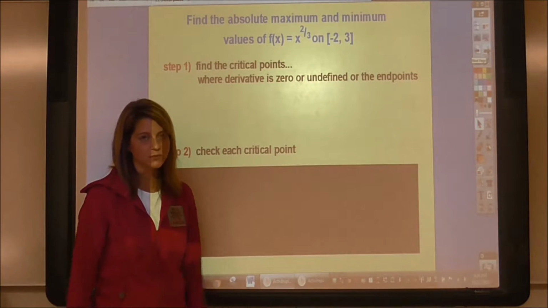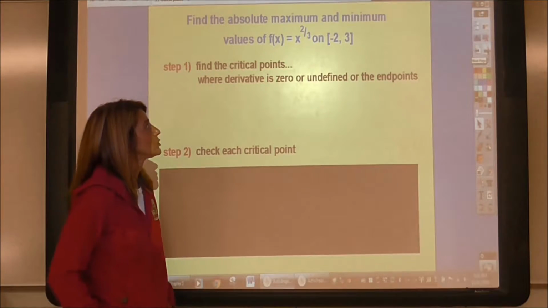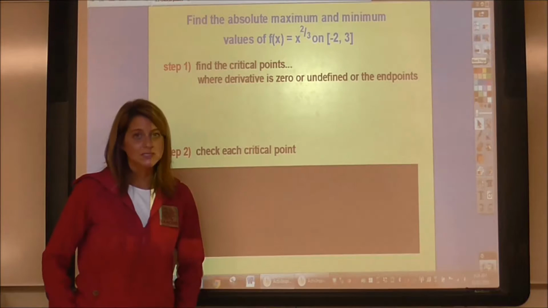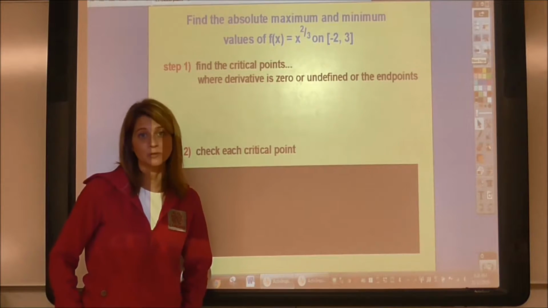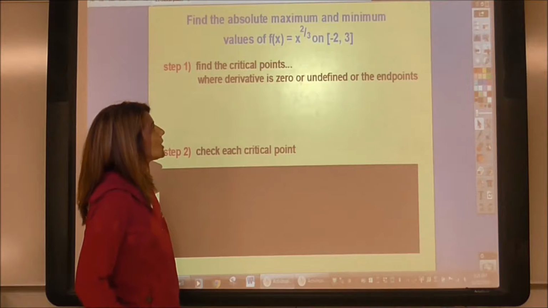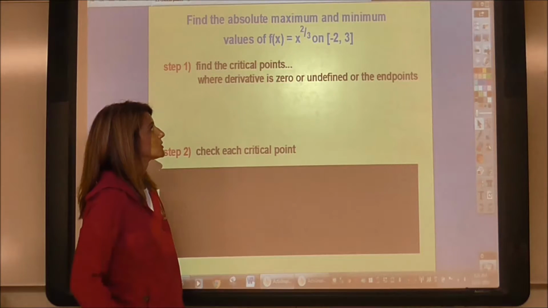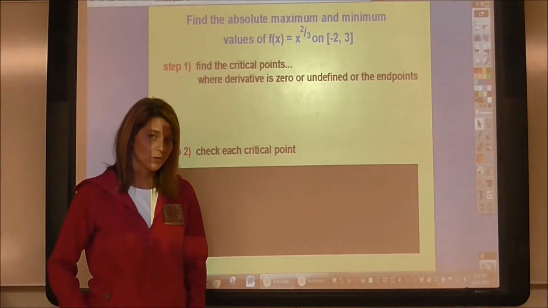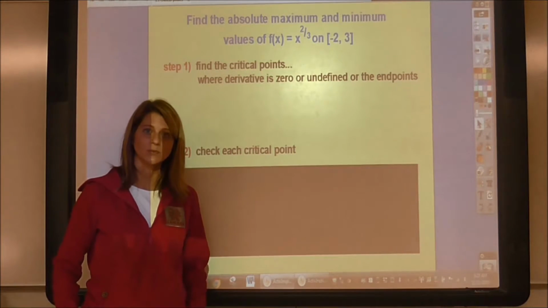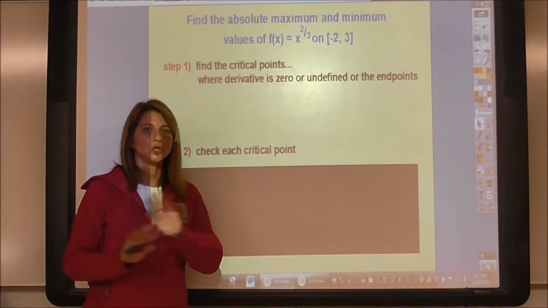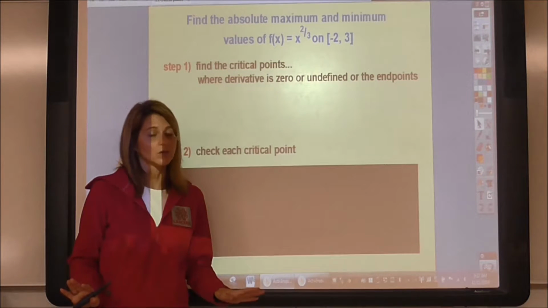Okay, let's go get this one written down, right? So we are going to find our absolute maximum and minimum. So sometimes we'll say just find the extrema, right? Of y equals f of x equals x to the 2/3 power. And we're going to look on the interval from -2 to +3 in brackets. No calculators. This would be a no calculator question.